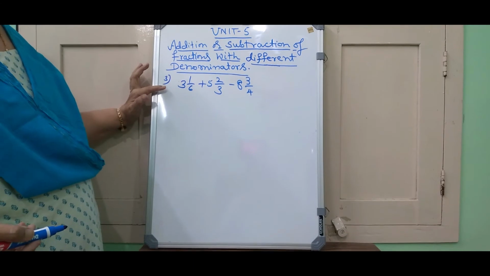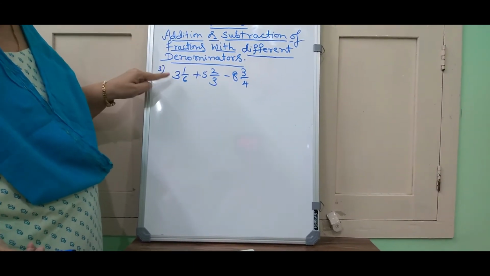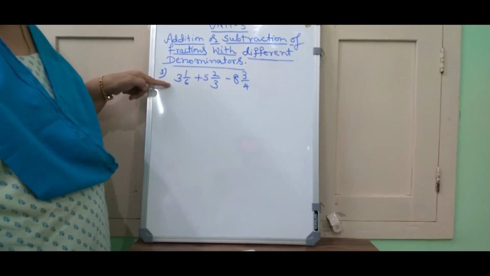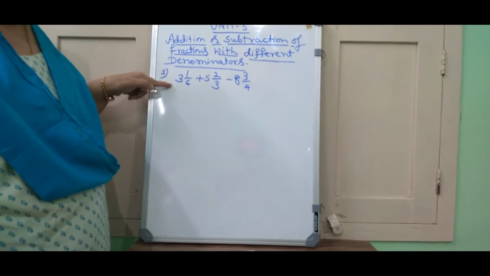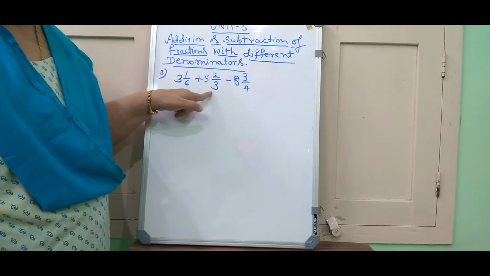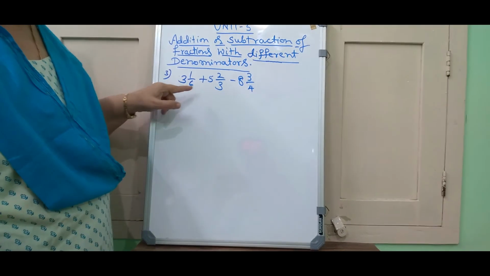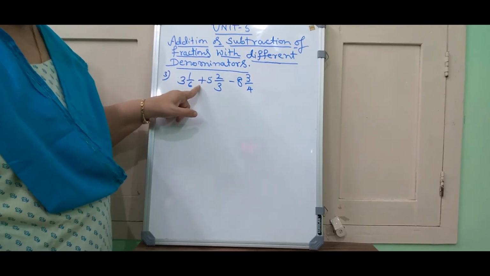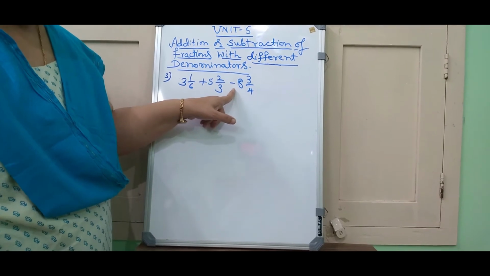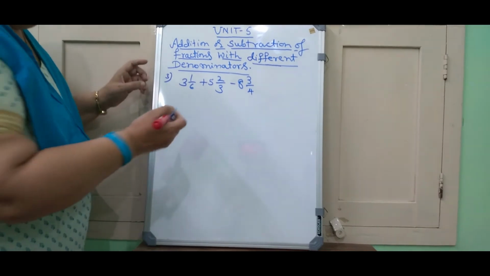Now how to work out this: you see here 3 1 by 6 is a mixed fraction. In the previous units I have told you how to recognize the types of fractions. 3 1 by 6 is a mixed fraction. Again 5 2 by 3 is a mixed fraction. 8 3 by 4 is a mixed fraction. And here in between you observe, a positive sign, plus, and here a negative sign, minus. So we should be careful about these things.